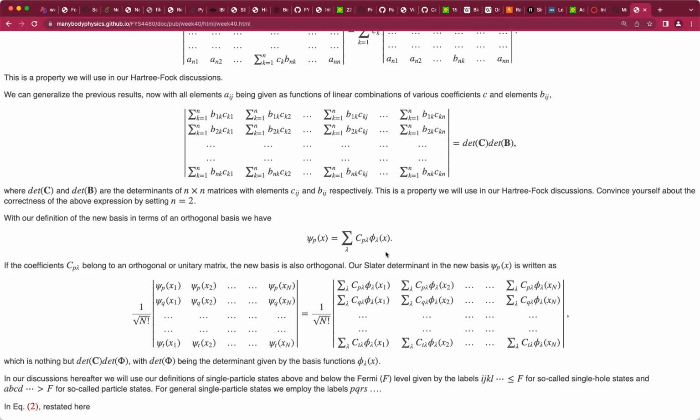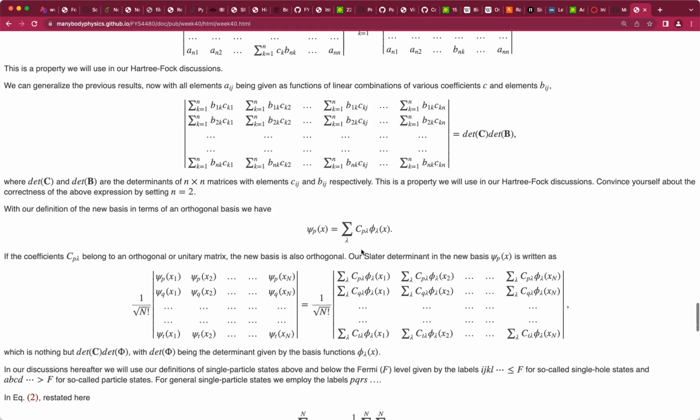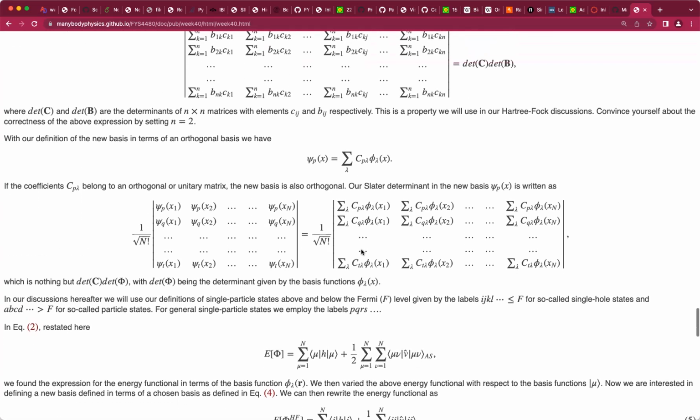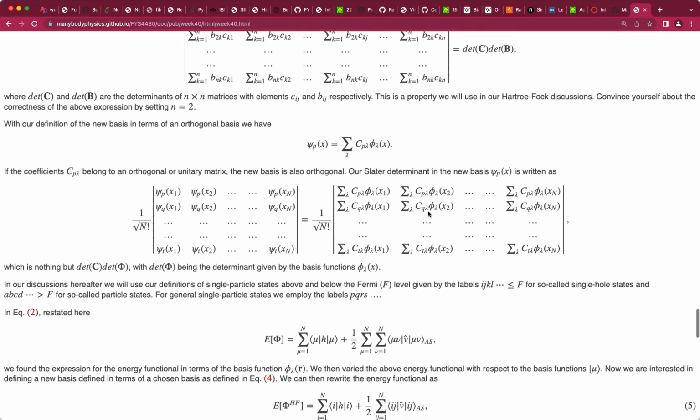So what we are going to do now is actually vary these coefficients here. And the Slater determinant which we have is now given in terms of these coefficients. And you can rewrite that as two matrices: the matrix C, which is a unitary matrix, and the previous Slater determinant.